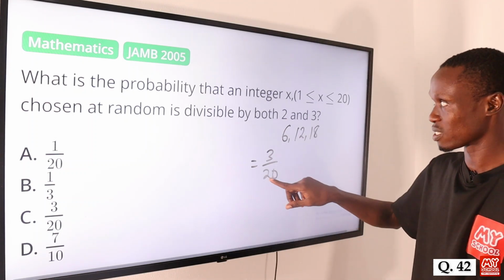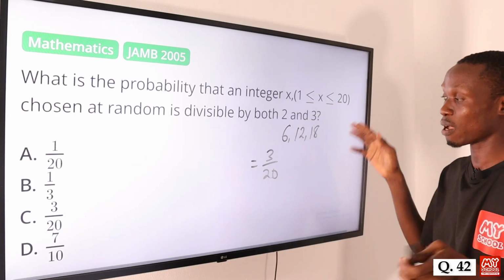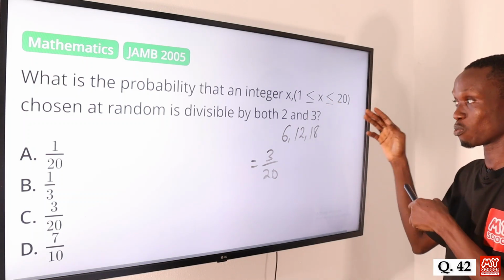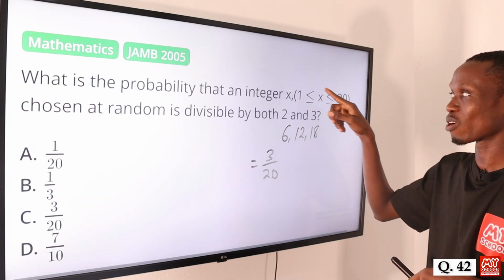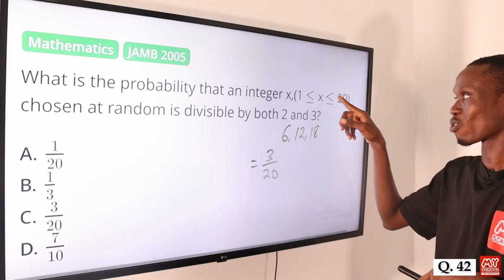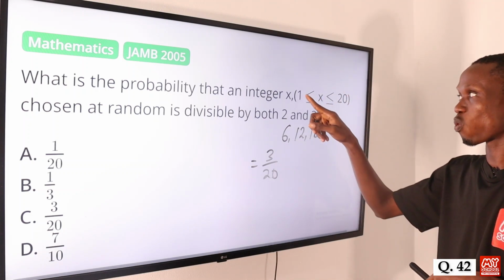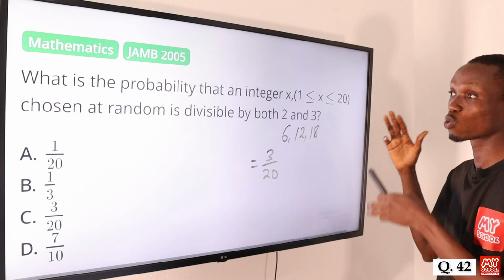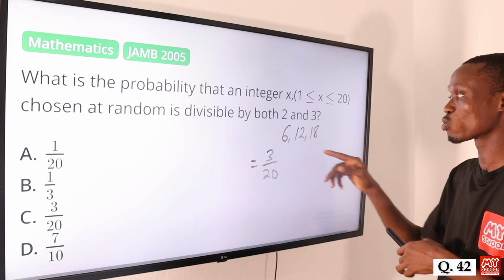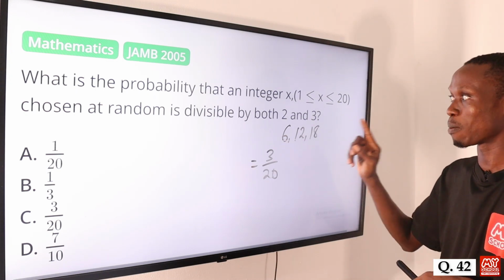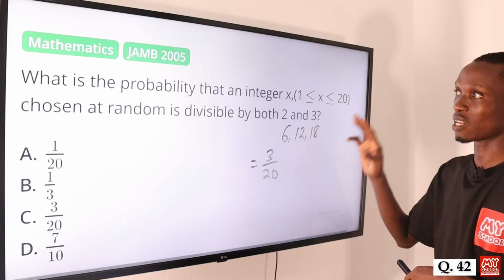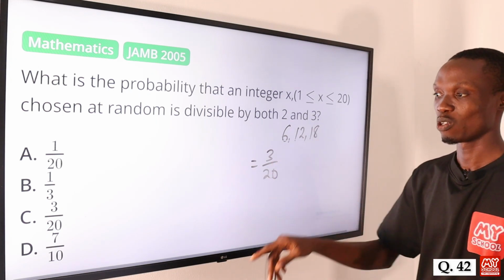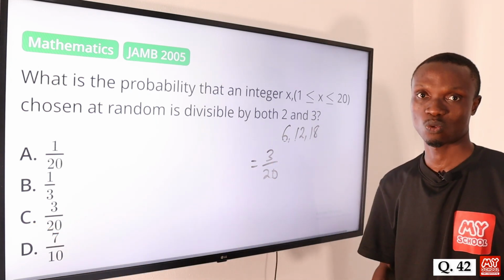Now remember that this 20 stands for the total numbers, which is from 1 to 20, with 1 and 20 inclusive, because here we have 1 is less than or equal to x, and x is less than or equal to 20, meaning that 1 and 20 are inclusive. So if you count from 1 to 20, you will have 20 numbers. But of those 20 numbers, only 3 are divisible by both 2 and 3. That is why the probability of that integer is equal to 3 over 20. So that makes option C the correct answer to this question.